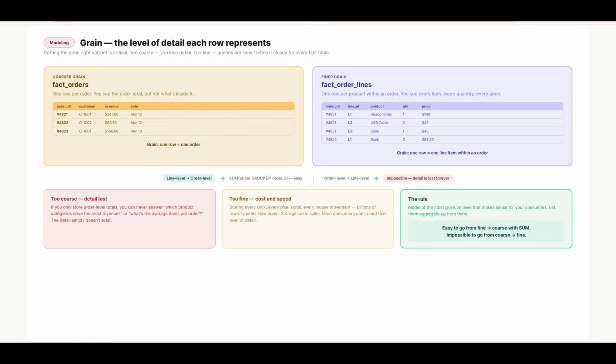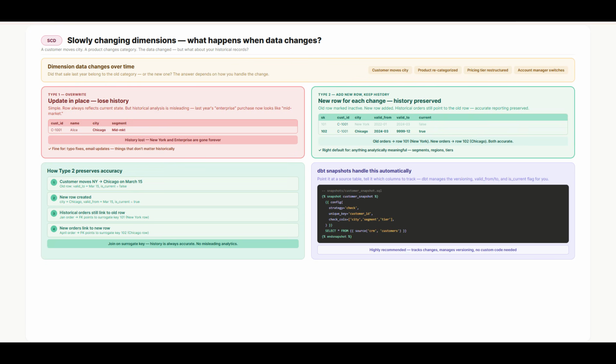For most analytical use cases, model at the most granular level that makes sense, and let users aggregate up from there. It's easy to go from line level to order level with a sum. It's impossible to go the other direction if you only stored the aggregate. Here's a problem that trips people up.